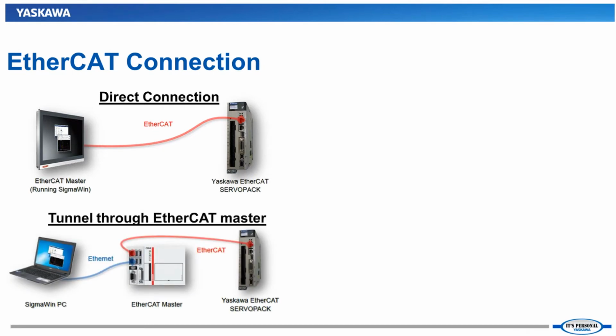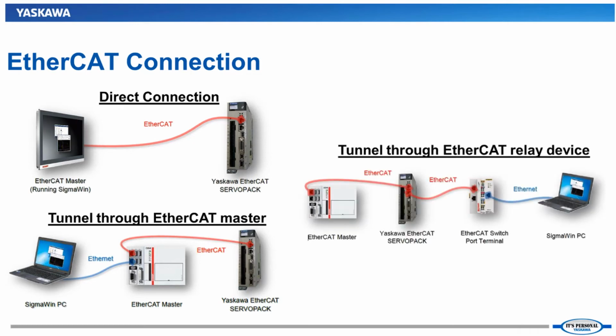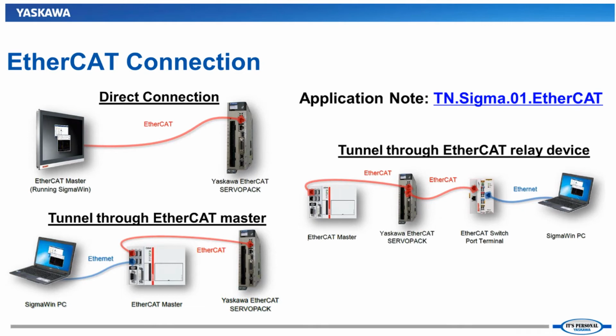You can also tunnel through an EtherCAT master, which, as shown here, you have SigmaWin on a separate PC, and you connect via Ethernet to your master, and then it tunnels through EtherCAT to connect to the servo pack. And the last connection option is going through an EtherCAT switch or port terminal. Same idea as tunneling through the master, except it is a separate switch or terminal. And just a reminder, the application note will go through all of these features in more detail.